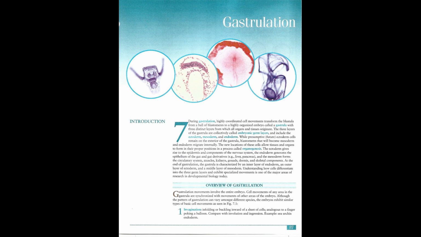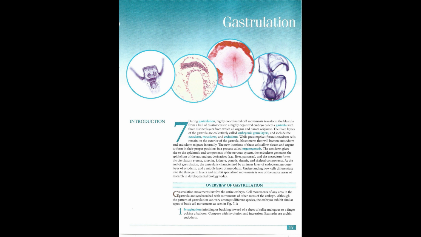Understanding how cells differentiate into the 3 germ layers and exhibit specialized movements is one of the major areas of research in developmental biology today. Overview of gastrulation. Gastrulation movements involve the entire embryo. Cell movements of any area in the gastrula are synchronized with movements of other areas of the embryo. Although the pattern of gastrulation can vary amongst different species, the embryos exhibit similar types of basic cell movements as seen in Fig. 7.1.